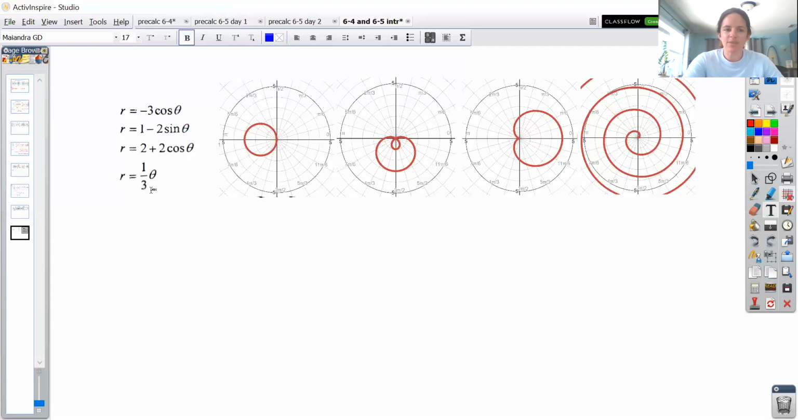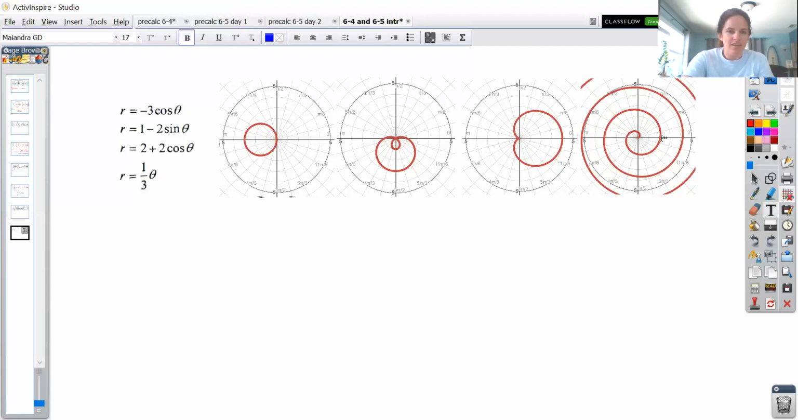If r equals 1/3 theta, then think about it. When theta is 0, r equals 0. And then as theta increases, r also increases, and it actually makes a spiral. And r equals theta is actually called an Archimedean spiral. But I gave you 1/3 theta so that you can see a little bit more. On your calculator, you may not see all of this. You would only see from 0 to 2 pi unless you changed your window.